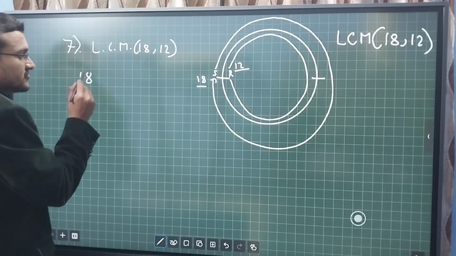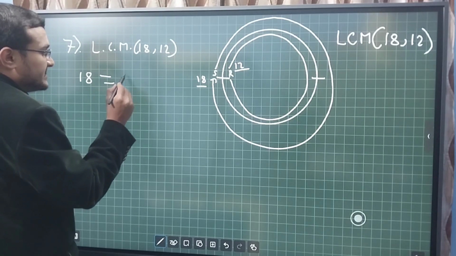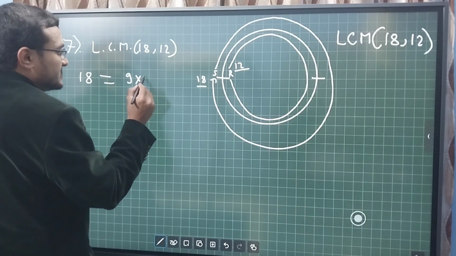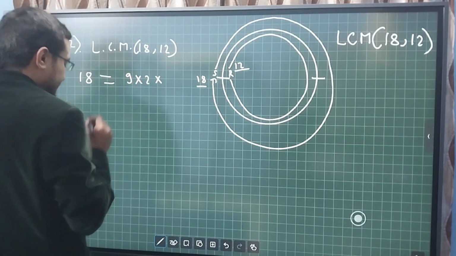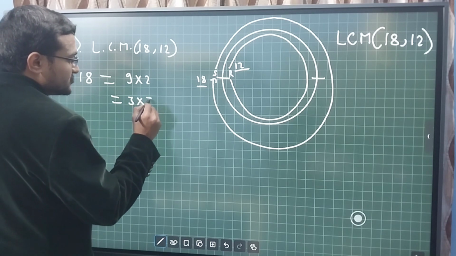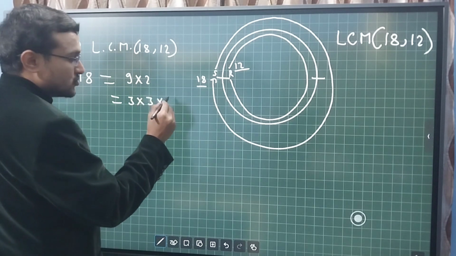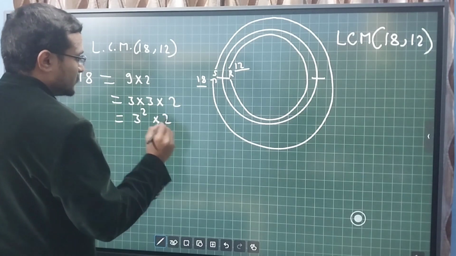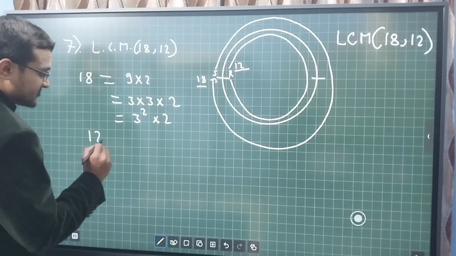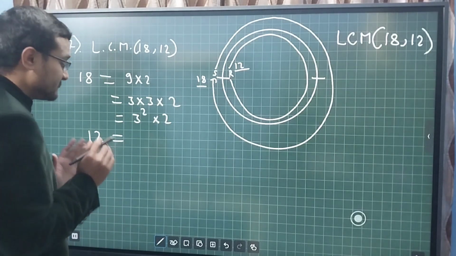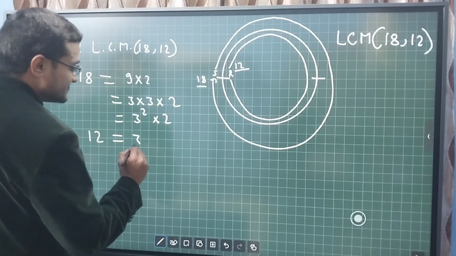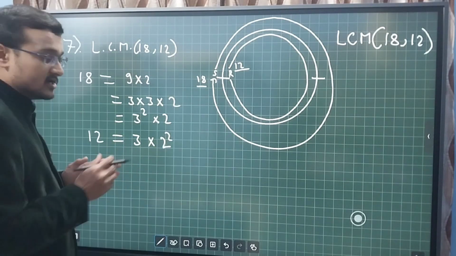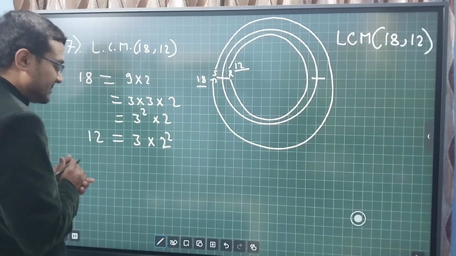Here you have to use the prime factorization method. 18 is 9 into 2, which you can write as 3 into 3 into 2. So that means 3 square into 2. Now you have to take the prime factorization of 12. 12 you can write as 3 into 2 square. 2 square is 4, so 4 into 3 will be 12.